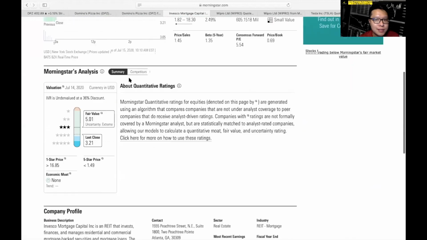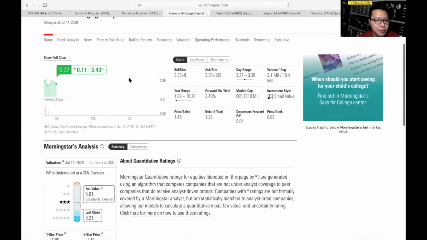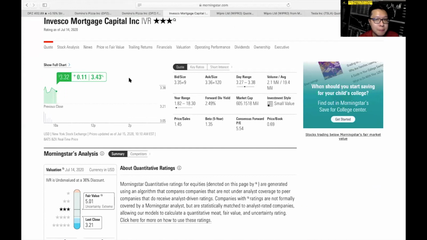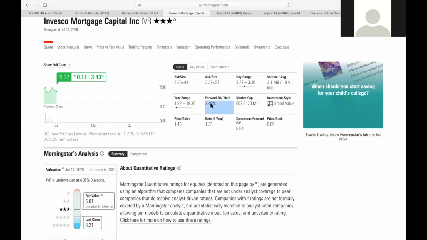So when you're investing in a REIT, pretty much you should be expecting a dividend lah. But very interestingly, you can see that the dividend yield is about 2.49. And things to take note.